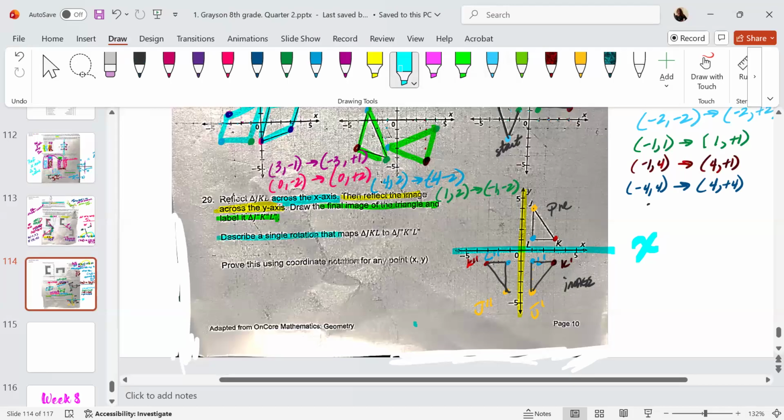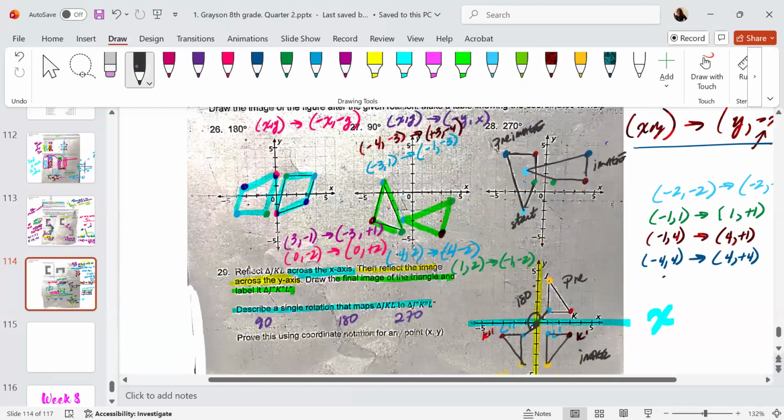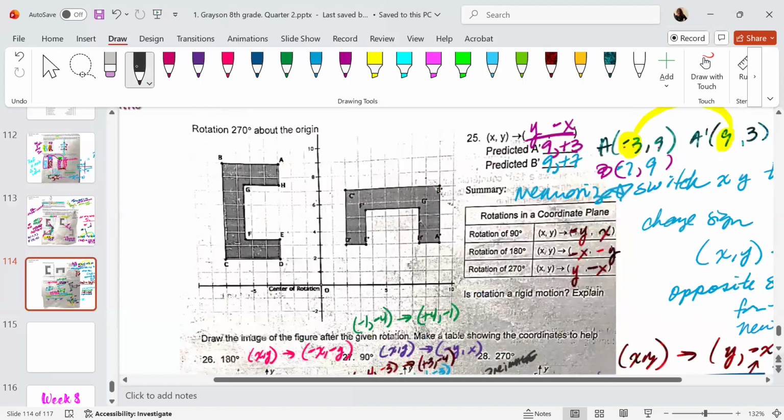What does it say? Oh, describe a single rotation that maps JKL to J double prime K double prime L double prime. Okay, so is it 180? Is it 90? Or is it 270? Which one do you think it is? Yeah, because if we look at the pre-image, do you see how from the origin to the blue dot is right there? Then from the origin to the new blue dot, L double prime, this looks like a 90-degree angle, correct? Yes. But then you need to go ahead and describe that rotation. So I suggest you go back to how they describe the rotation.